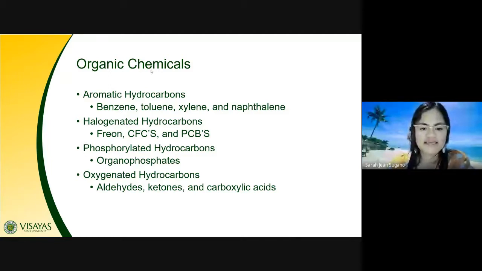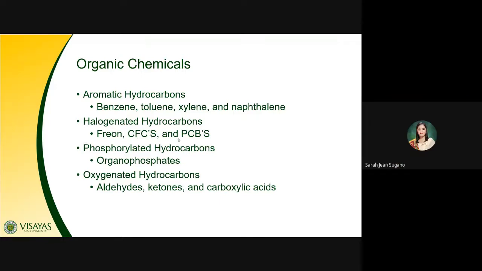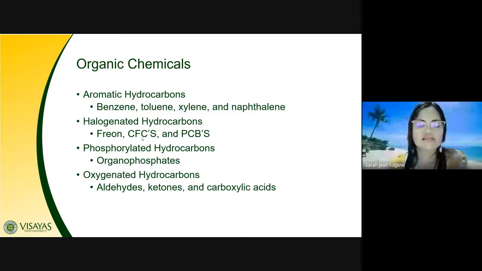Okay, so we have these different types of organic chemicals. We have aromatic hydrocarbons, those with aromatic structure, like benzene, toluene, xylene, and naphthalene. And we also have halogenated hydrocarbons such as chlorofluorocarbons and the PCBs. CFCs are a material used in the refrigerator.